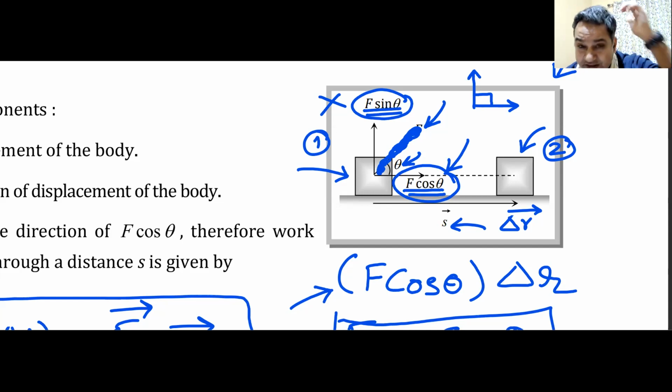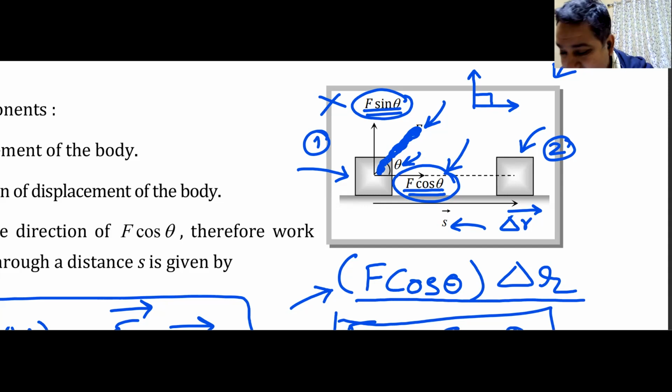Now, F cos theta is in the direction of displacement. What is the work done by this force? This is the constant force, F cos theta, multiplied by displacement, because the angle is zero as they are in the same direction, and hence you can get the answer as F cos theta multiplied by delta R.